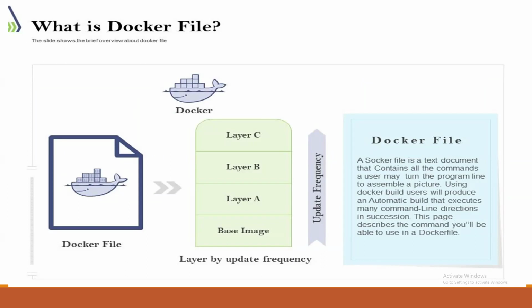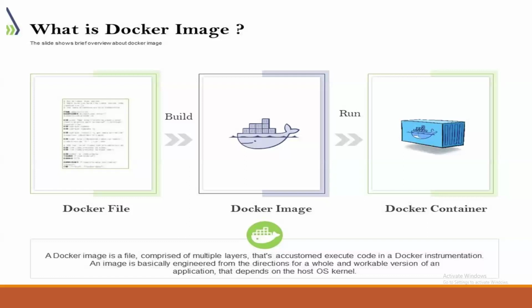So Dockerfile. A Dockerfile is a text document that contains all the commands a user may need to run on the command line. To assemble an image using docker build, users can create an automated build that executes many command line instructions in succession. This page describes the commands you can use in a Dockerfile. So from the Dockerfile, you can build the Docker image. From the Docker image, you can run it as a container, guys.